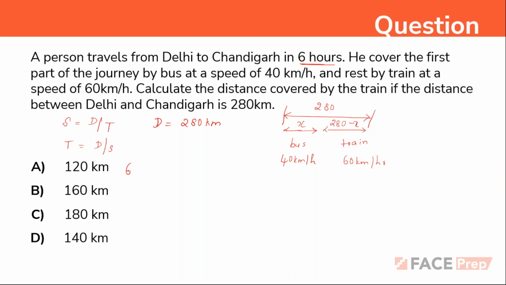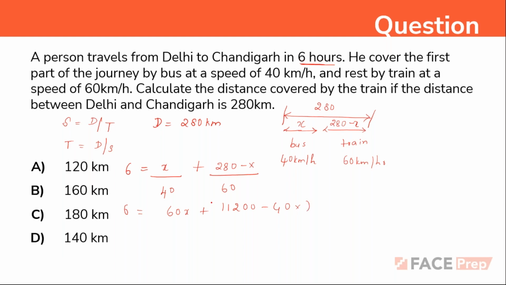Now, time is equal to distance by speed, right? So my time is actually 6 hours, which is equal to distance by speed. The first distance is X kilometer, and this X kilometer is getting covered at 40 kilometer per hour speed, plus the next part of the distance is 280 minus X, and that is covered at 60 kilometer per hour. Now 6 is equal to (60x plus 40 into (280 minus x)) divided by 40 into 60. 40 into 280 is 11200.